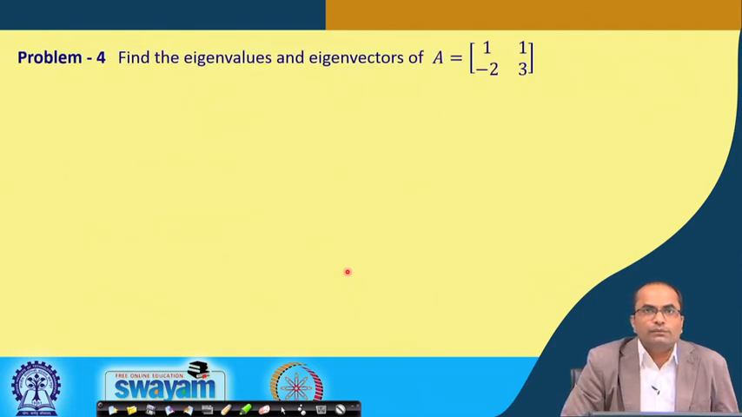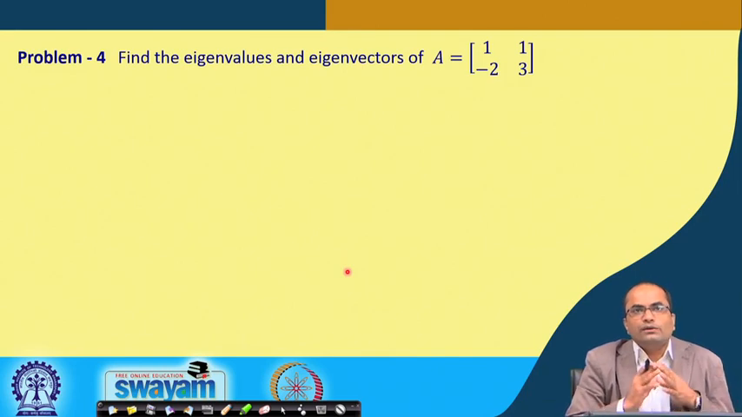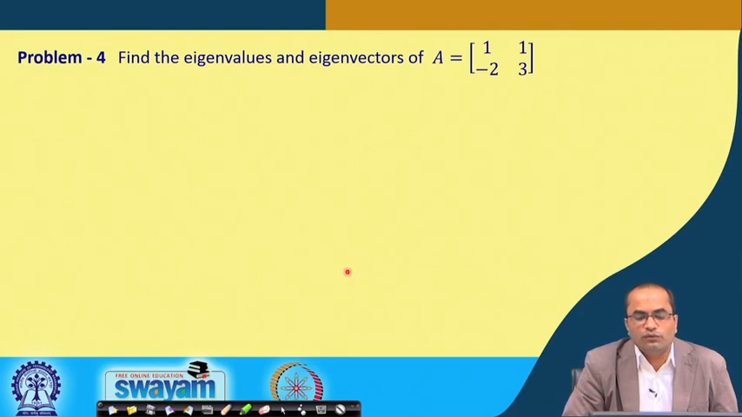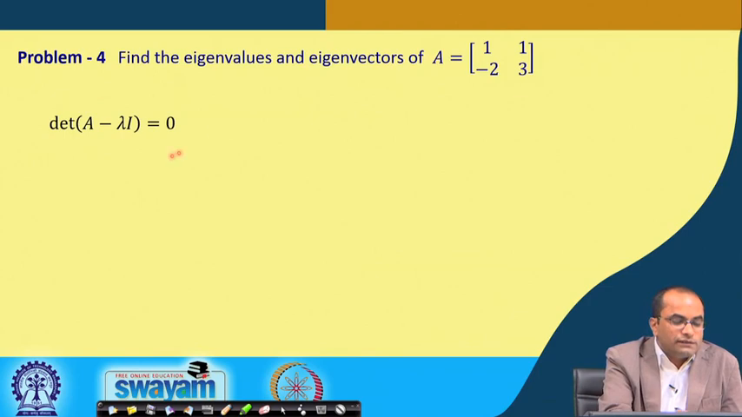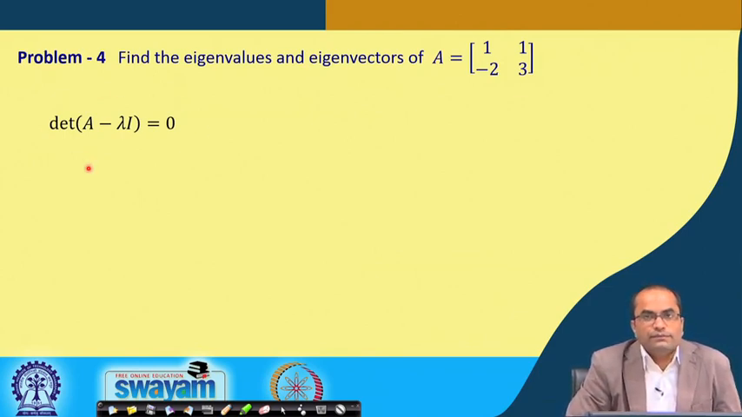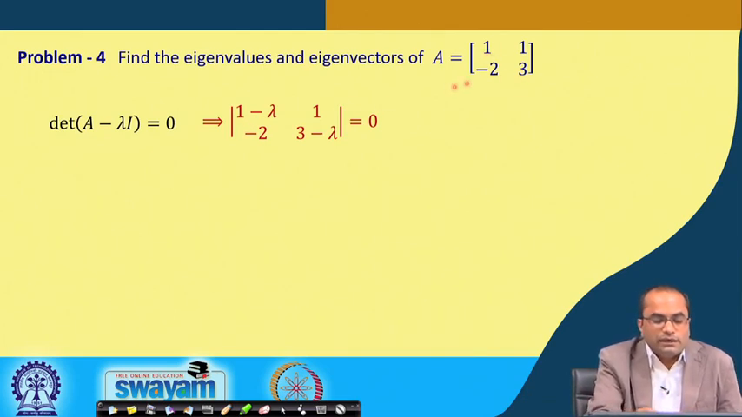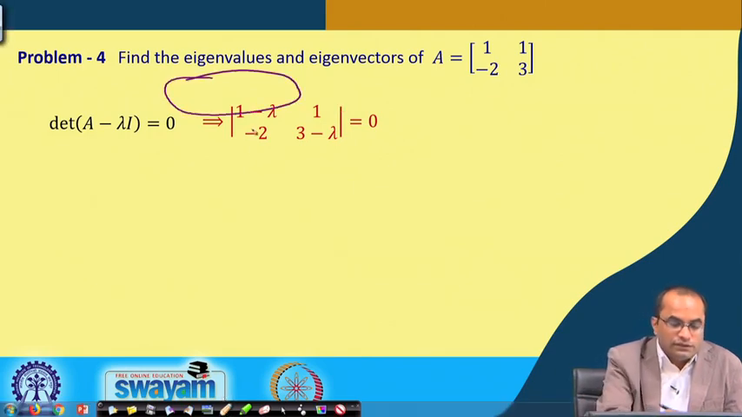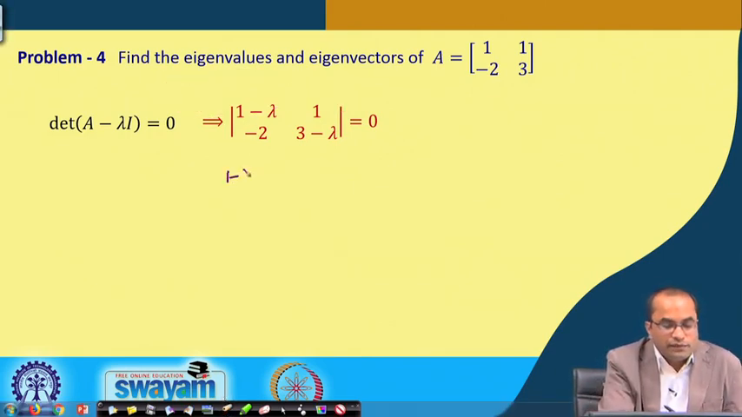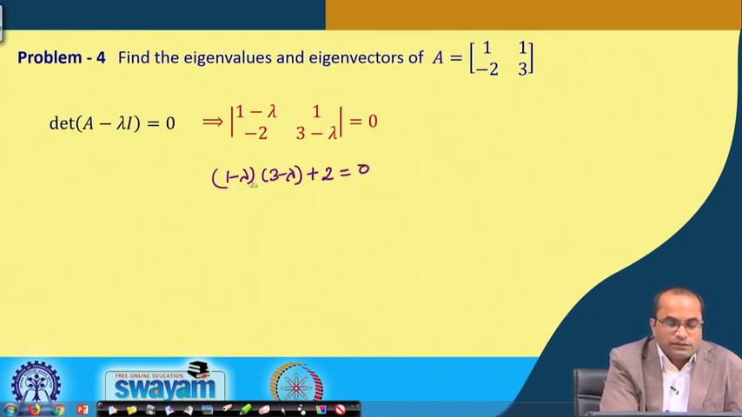Okay, so, another example where we will look for the eigenvalues and the eigenvectors of this matrix A, which is given by 1 1 and minus 2 and 3. So, here we compute the determinant of A minus lambda I is equal to 0. So, what will happen? We have 1 minus lambda and then 3 minus lambda, minus 2 and 1 remain intact. So, if we compute this, we have 1 minus lambda multiplied by 3 minus lambda, and minus this becomes 2, is equal to 0. So, let us do the calculation.